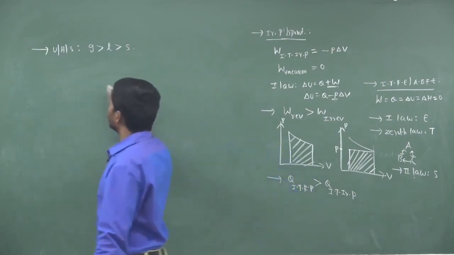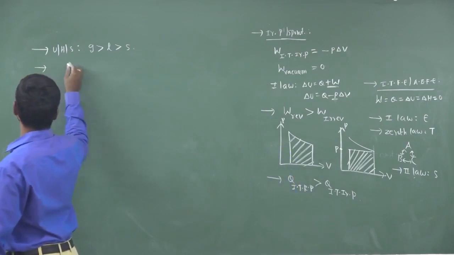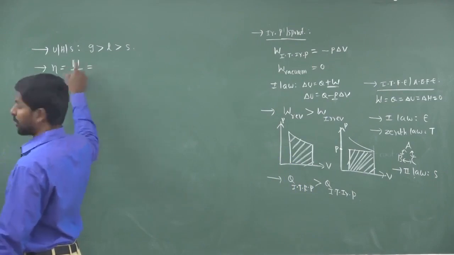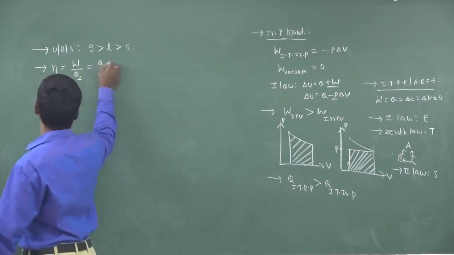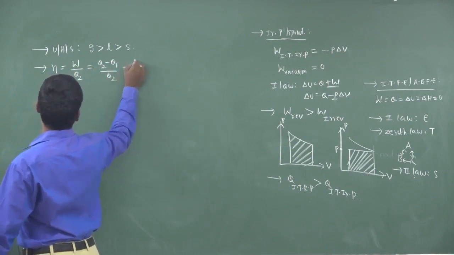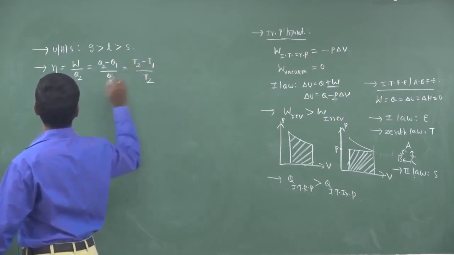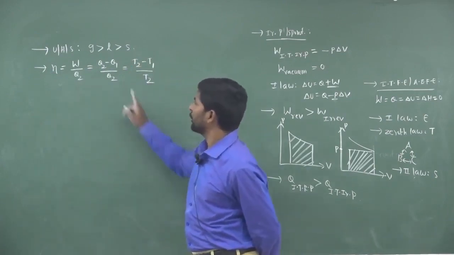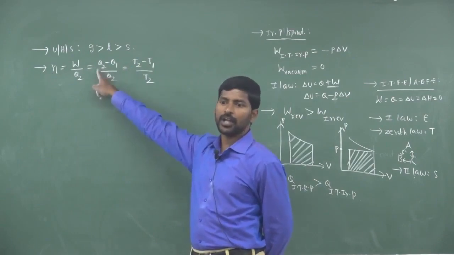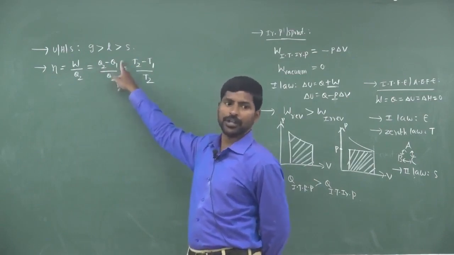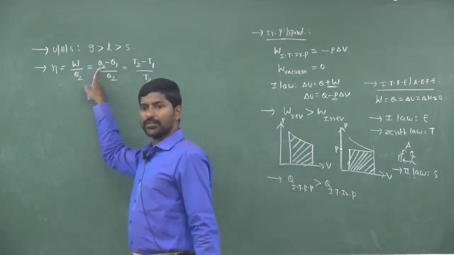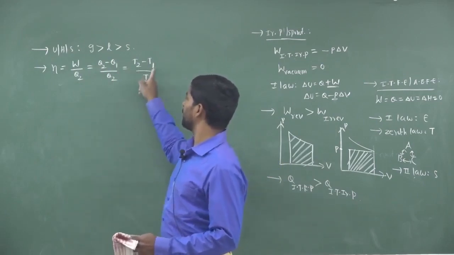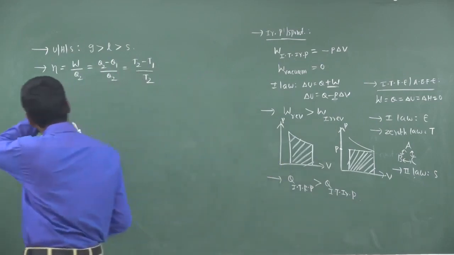Okay. What is the expression for efficiency of a heat engine? Work done by heat absorbed. Or we get Q2 minus Q1 by Q2, or T2 minus T1 by T2. This is the formula for efficiency of a heat engine, where Q2 is the amount of heat absorbed at the source, and Q1 is the amount of heat evolved at the sink. T2 is the high temperature, T1 is the low temperature.